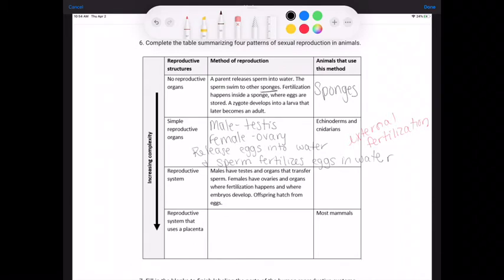Reproductive system. Males have testes and organs that transfer sperm. Females have ovaries and organs where fertilization happens and where embryos develop. Offspring hatch from eggs. So this is going to be like arthropods and vertebrates.